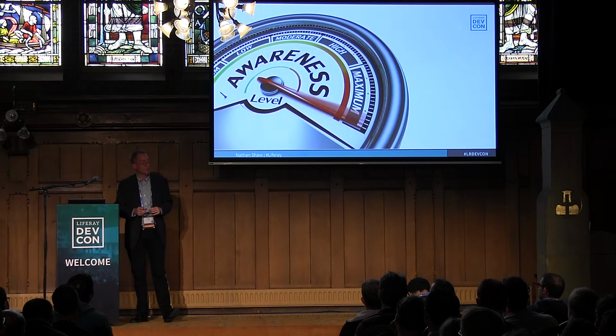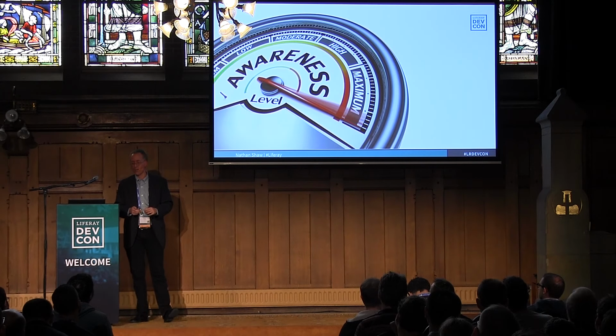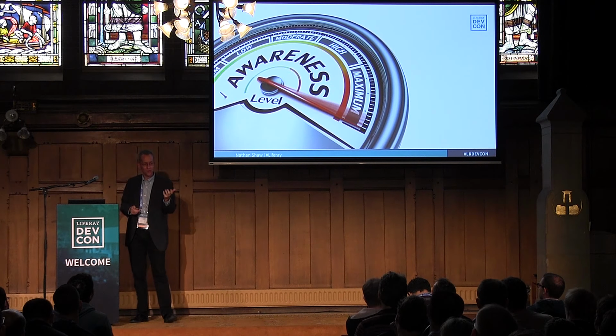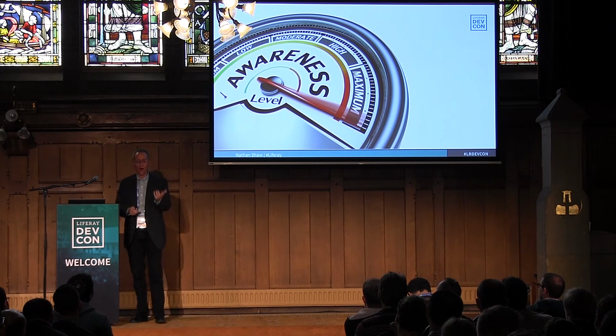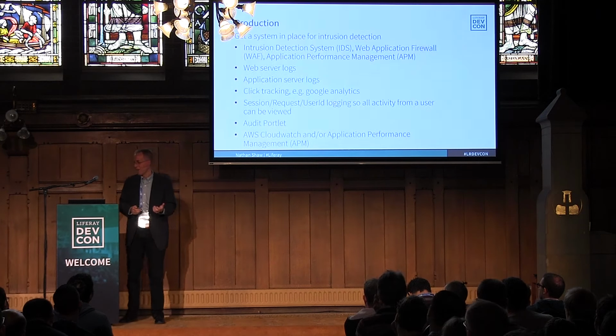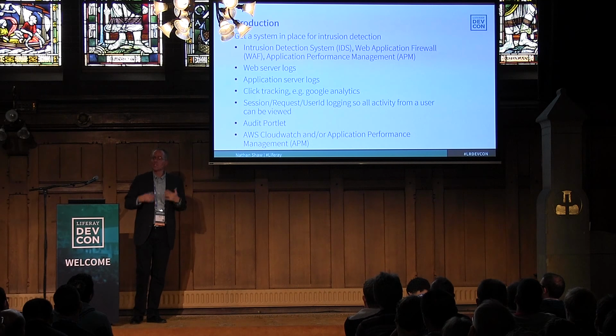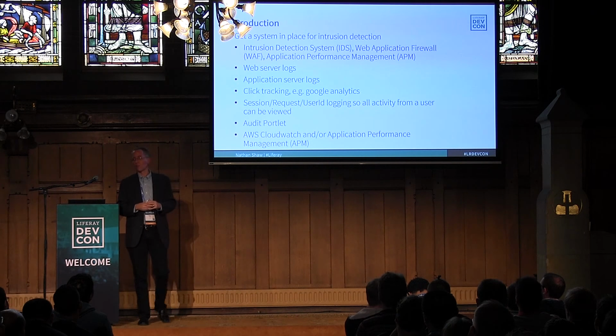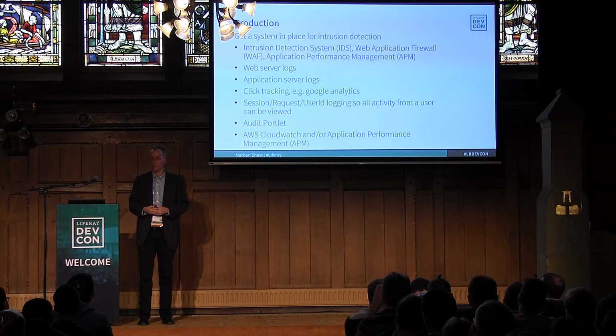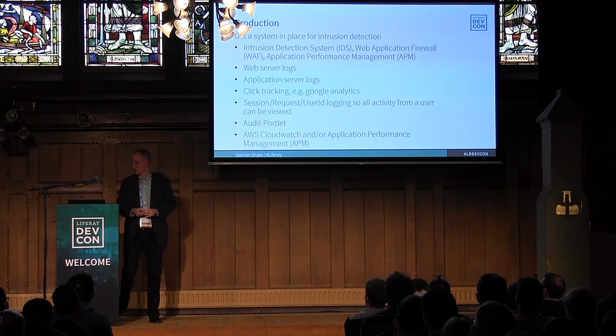Okay, let me talk briefly about production, and I call this awareness. This is how do you know what's going on in your production system? How do you know if you've been breached? What do you do? There's a lot of pieces here. The basic story is that first line: get a system in place for detecting intrusions. And it's going to vary a lot based on your system. So it's kind of a laundry list here.